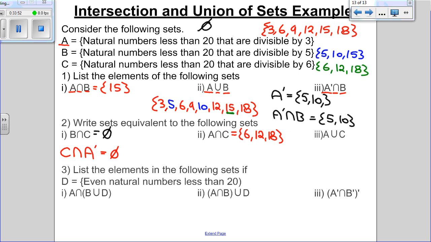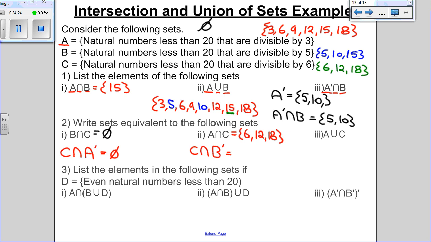What are the things in B or what are the things in C? Yeah, that's exactly what I was going with. Things that are in C and are in not B. So that's things in C that are not in B. Well, that would be 6, 12, and 18. Those would be equivalent sets.